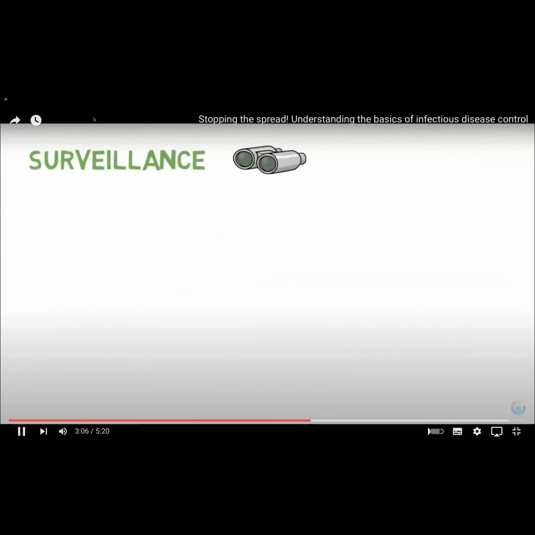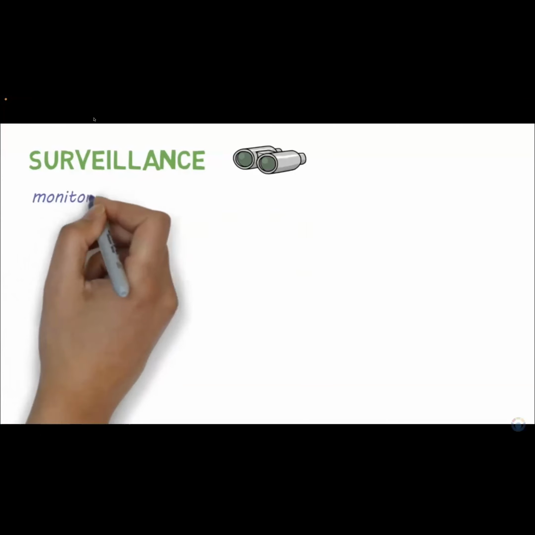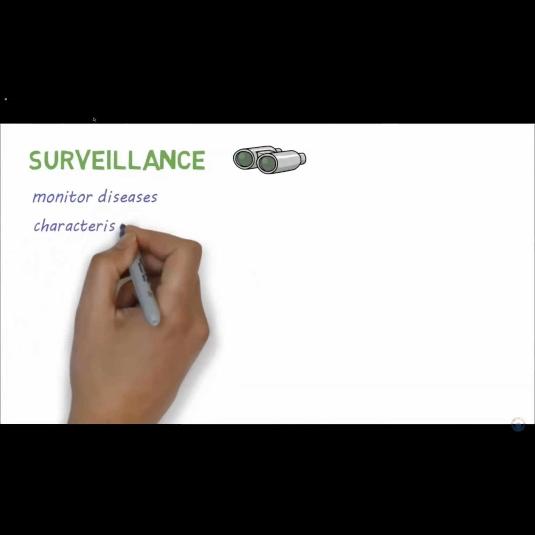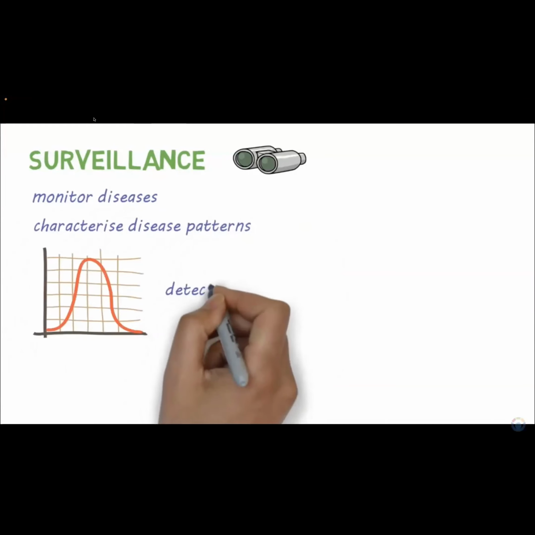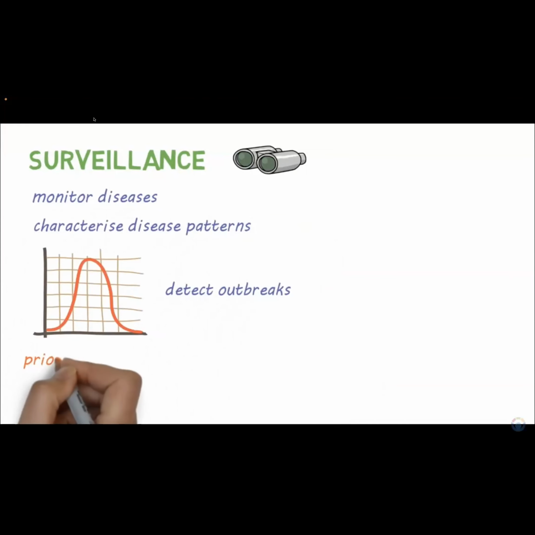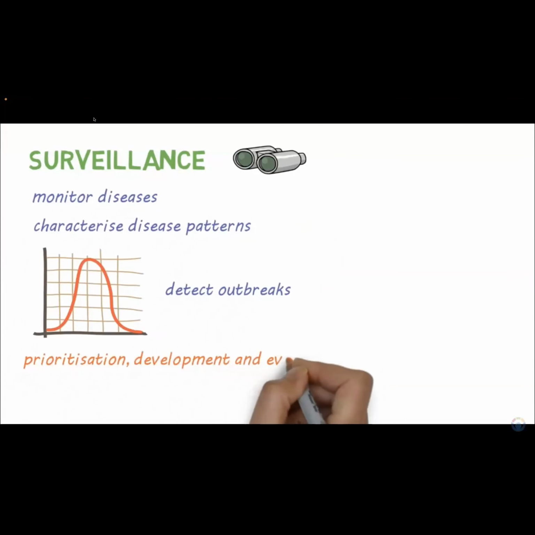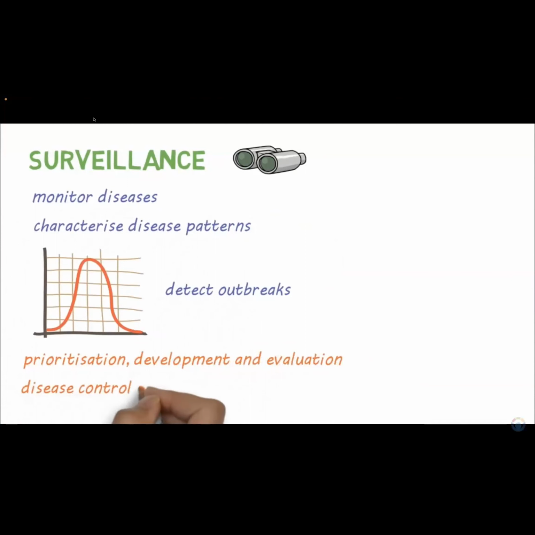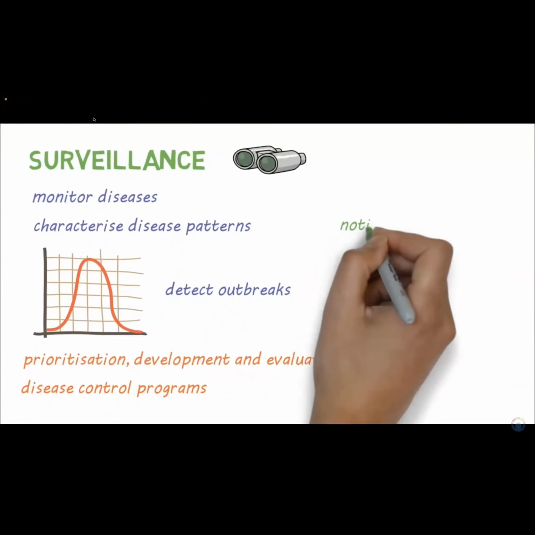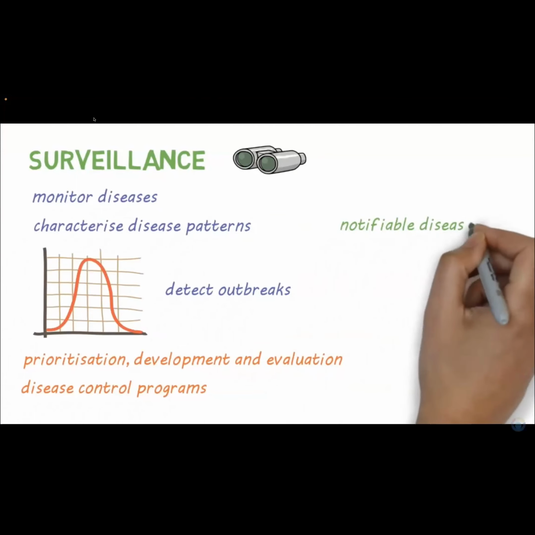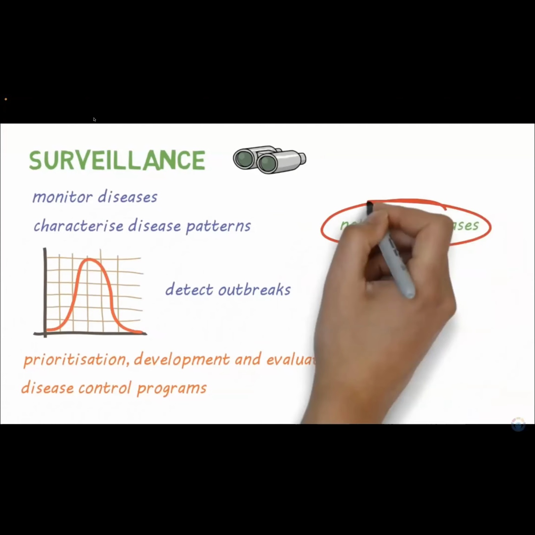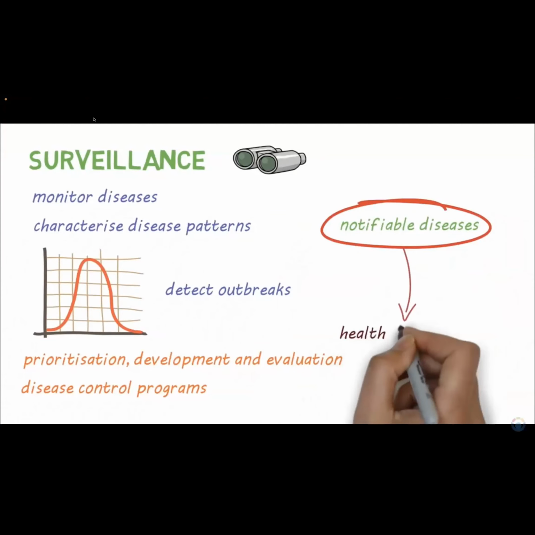Surveillance is a tool that is used to control infectious diseases. It is used to monitor diseases and their trends, characterize patterns of disease, and detect outbreaks. Surveillance can also guide the prioritization, development, and evaluation of disease control programs. In most countries, there are a number of diseases or conditions that are required to be notified by law. These are called notifiable diseases. Laboratories and doctors routinely send information to health departments, who monitor them and act accordingly.